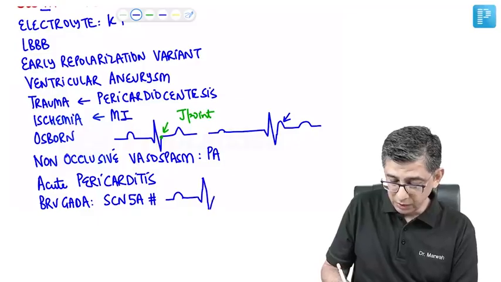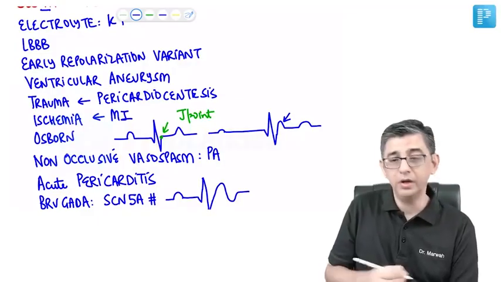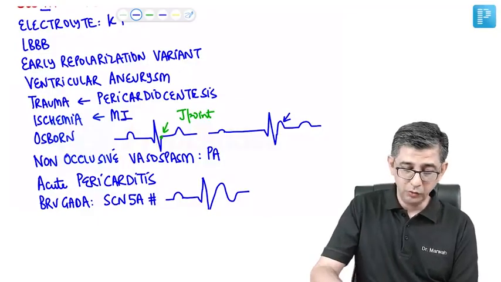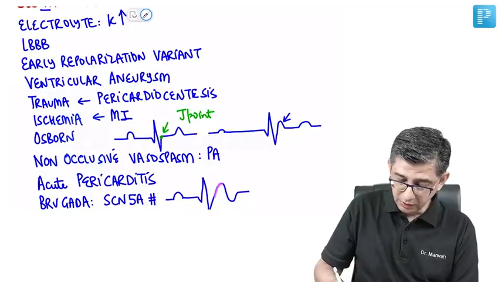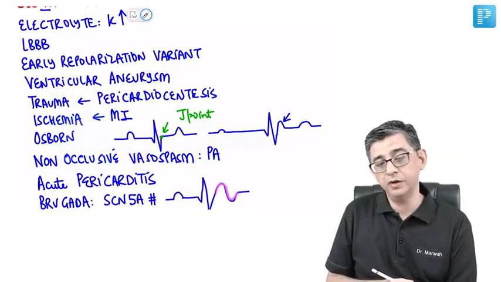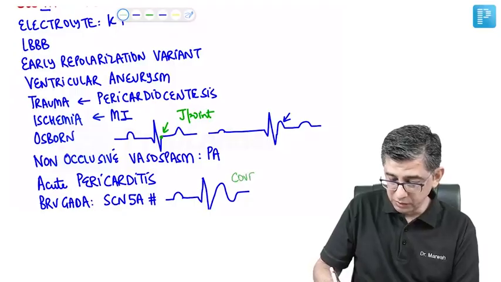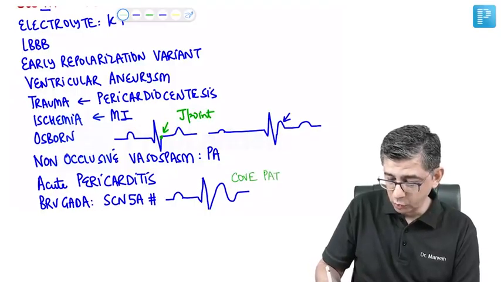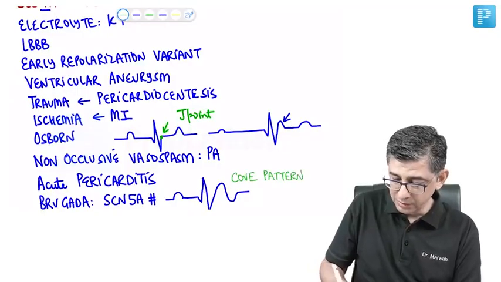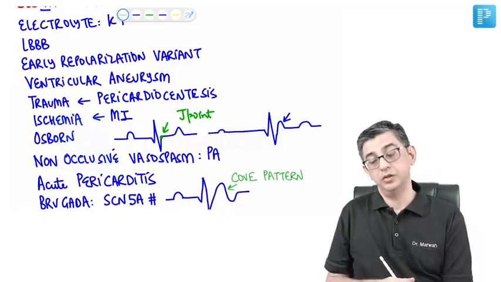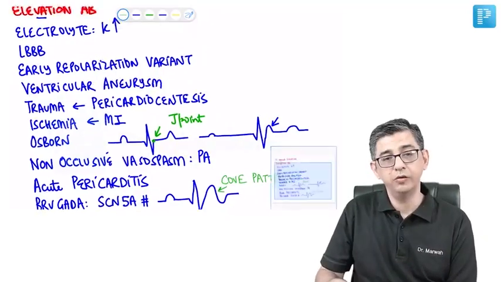And the ST elevation of this patient is very peculiar in a sense that if you focus on the ST elevation that I've shown here, followed by a T wave inversion, this ST elevation with the T wave inversion is called as Cove pattern, COVE. The Cove pattern as a term implies the changes that I have highlighted here before you.